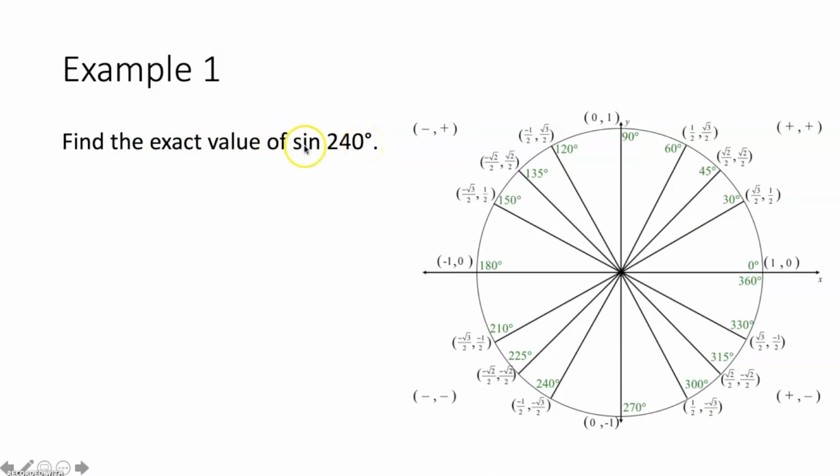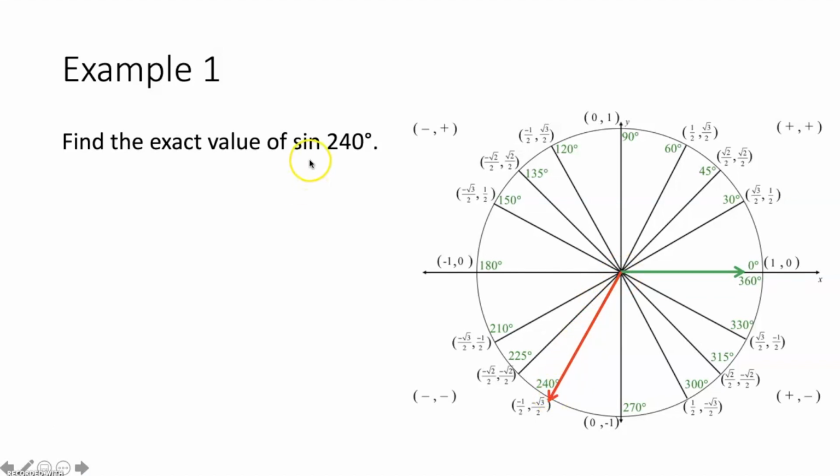So the first thing we're going to do is draw a 240 degree angle in standard position. So we're going to draw our initial side as a ray on the positive x-axis. Then we're going to take our terminal side and rotate it 240 degrees counterclockwise. And at 240 degrees, we can put our terminal side.